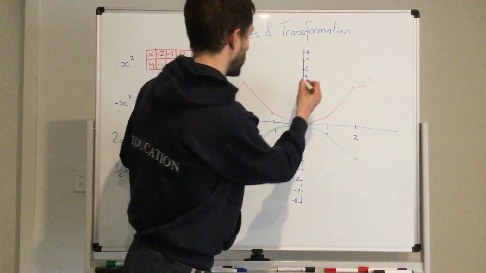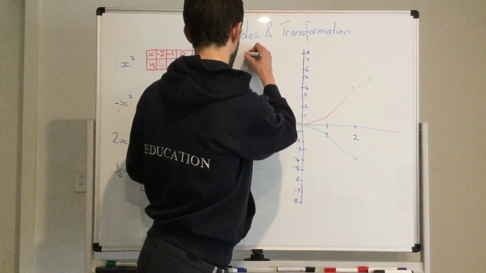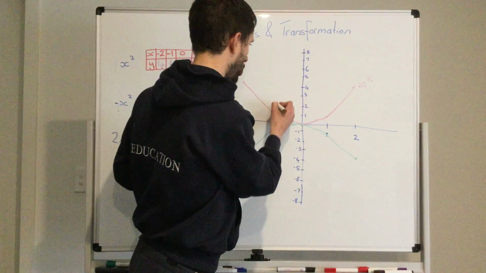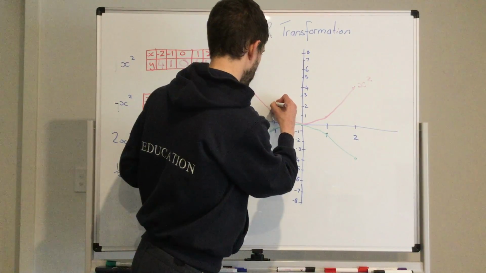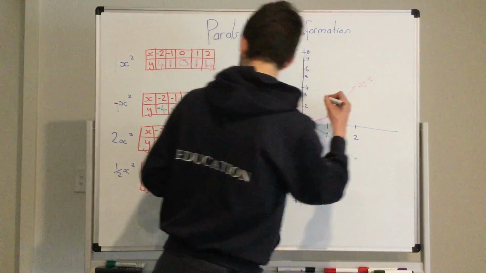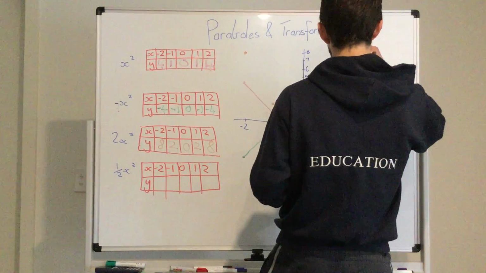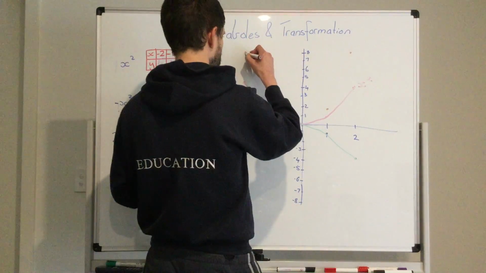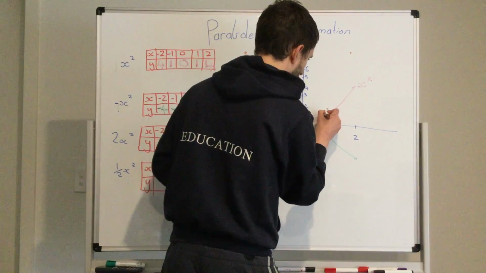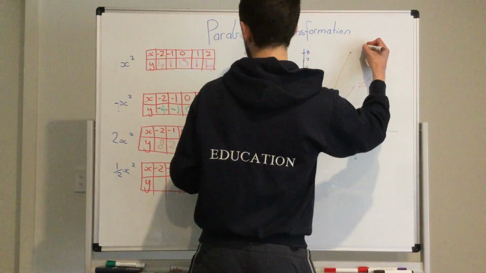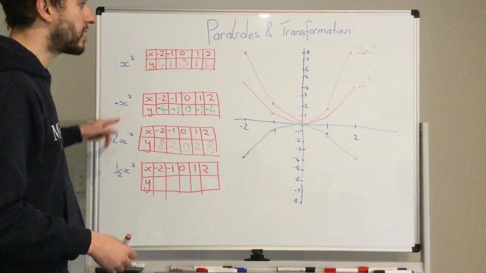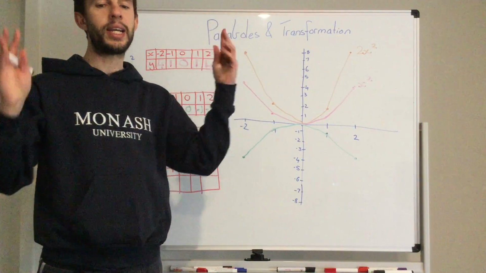With negative 2, it's going to be 8 up here. Then we've got negative 1 is 2. 0. 1 is 2 again. And then we've got 2. X is 2, y is 8. So that shows me, when I join this together, that as A gets bigger, so does our parabola, it gets steeper.